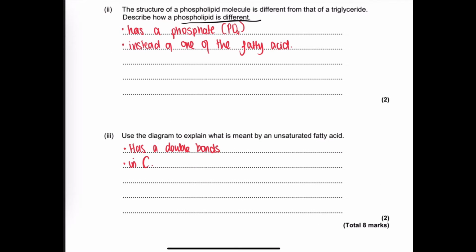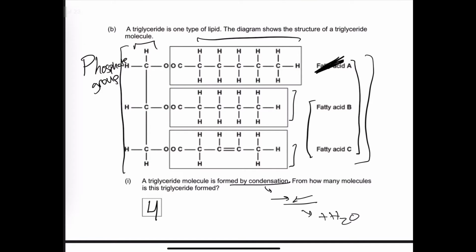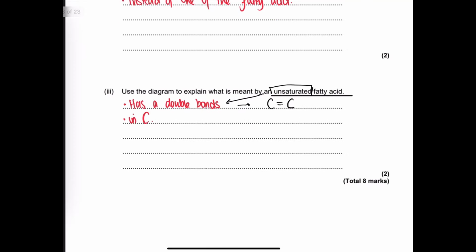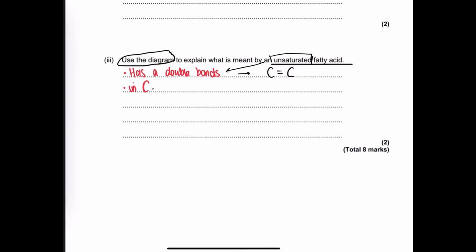So use the diagram to explain what is meant by an unsaturated fatty acid. Just seeing the word unsaturated means that there is a double bond, and this is between 2 carbon atoms. So if you see over here, you can see that fatty acid C is unsaturated because it has a double bond between 2 carbon atoms. Because they say to use the diagram, make sure you always refer to it, since one of the marks will always be referring to the diagram.